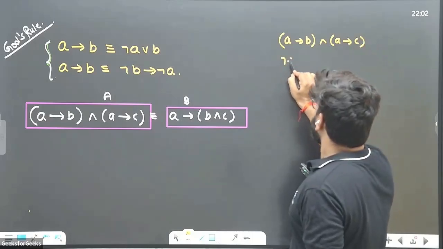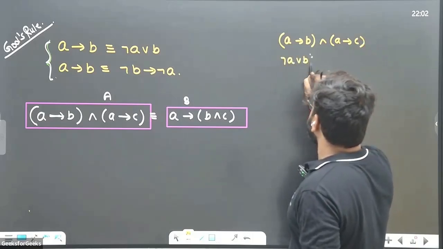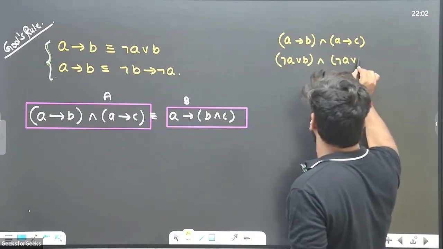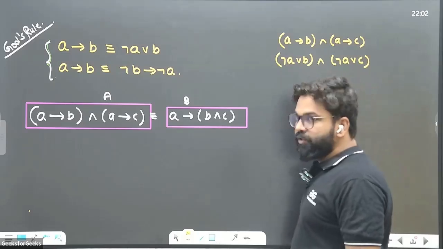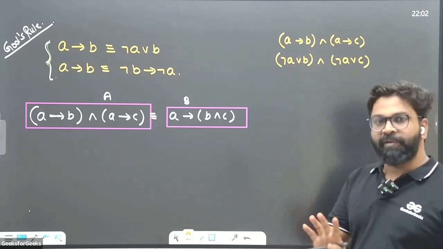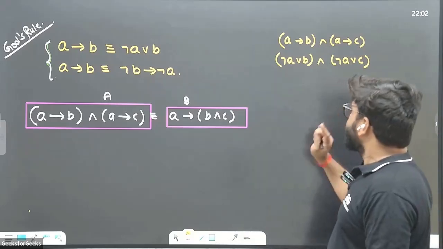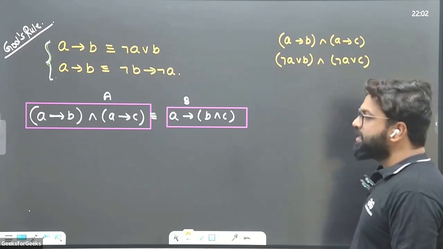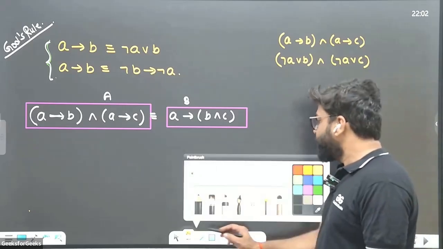Now this will become negation of A or B, and this is negation of A or C, right? We can use the implication rule. In the implication rule, the first one will become a negation. So A implies B can be written as negation of A or B, and A implies C can be written as negation of A or C.